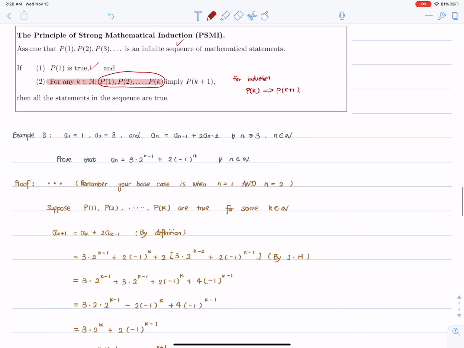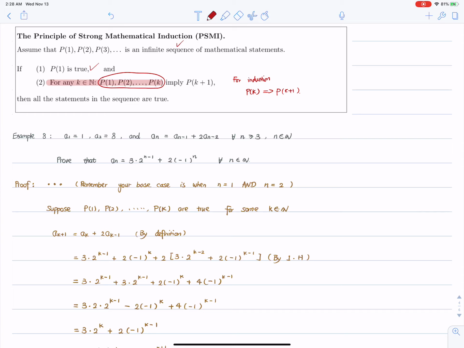I saw some people only suppose P of K minus 1 and P of K are true, and then they say this implies that P of K plus 1 is true. Please do not do this. This is not strong induction. This is not regular induction. This is nothing. If you want to use strong induction, then please use strong: suppose all of those are true. You will not get marks. Please, please, please do not do this.